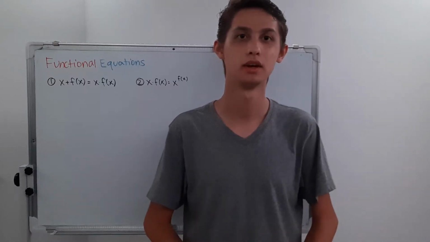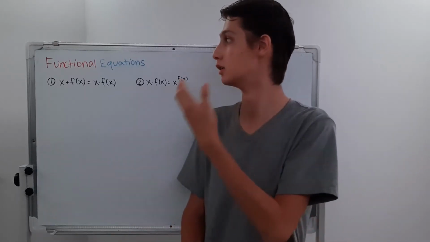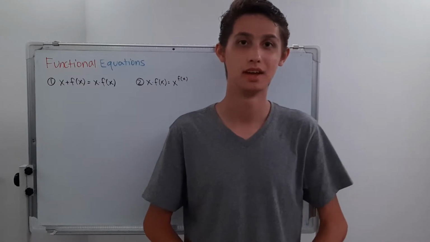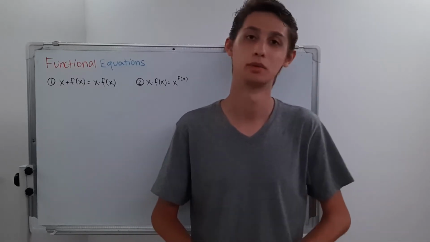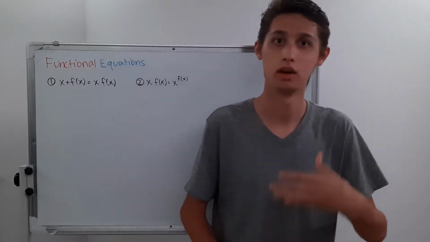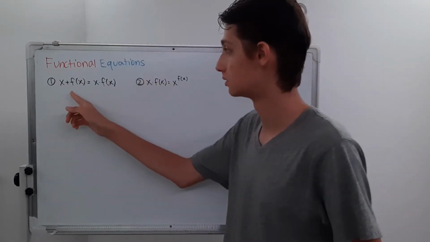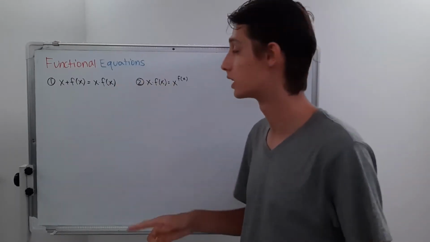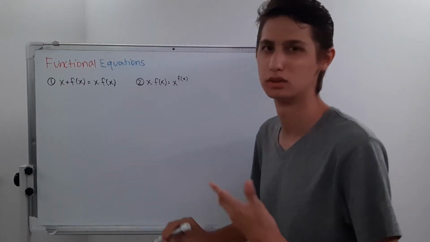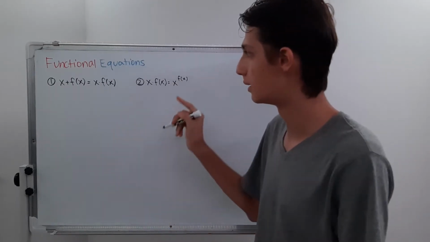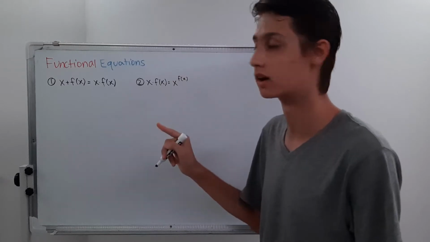In today's video, we're going to be talking about functional equations. Basically, it's an equation with a function and you have to solve for the function. So in this case, we have x plus f of x is equal to x times f of x. This is actually very easy. You can use a quick factoring trick, but it will get harder.